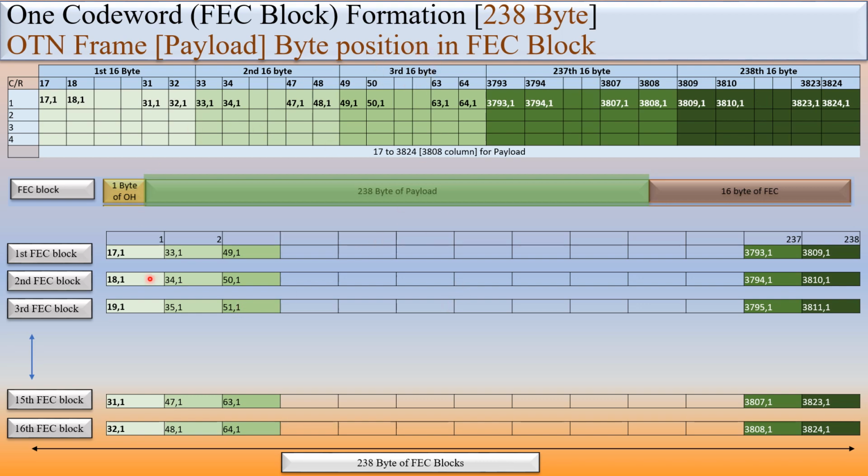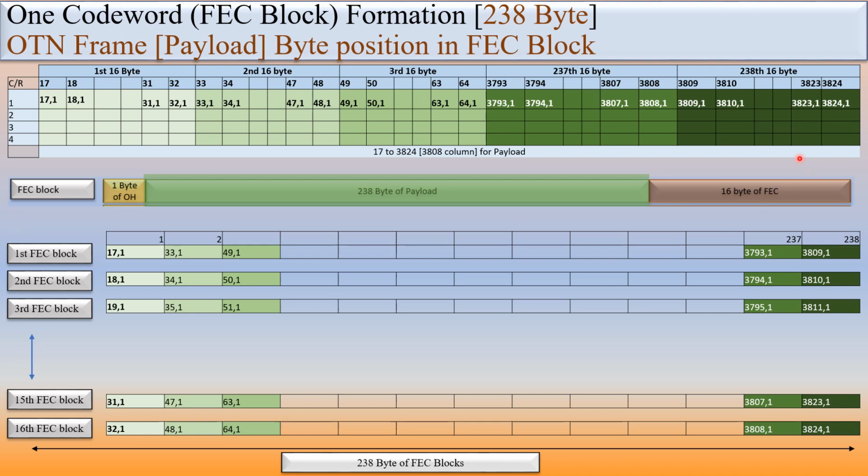So what is the benefit of this? The major benefit of this is that it can crack the burst errors. Burst error or continuous error can be divided into different FEC blocks, and this is the major advantage of FEC. Using FEC in OTN frame structure means continuous errors can be broken into smaller errors.